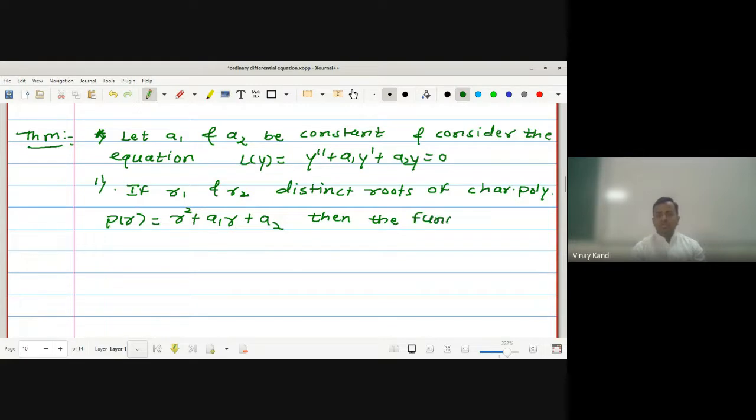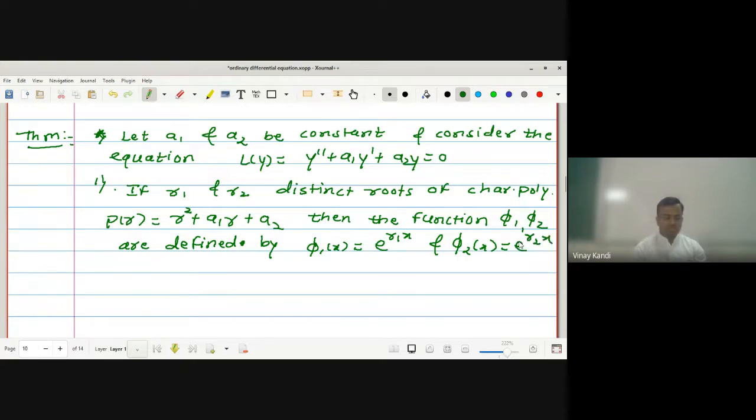Then the functions Φ1 and Φ2 defined by Φ1 of x is equal to e^(r1 x), and Φ2 of x is equal to e^(r2 x), are solutions of L of y is equal to 0.